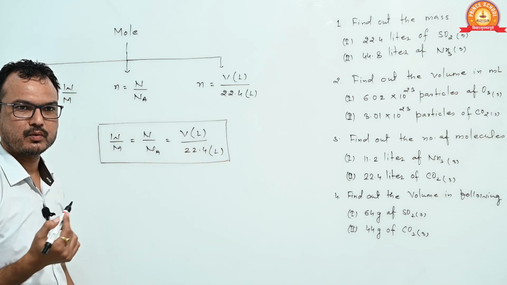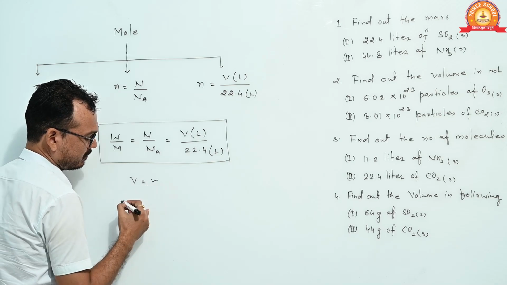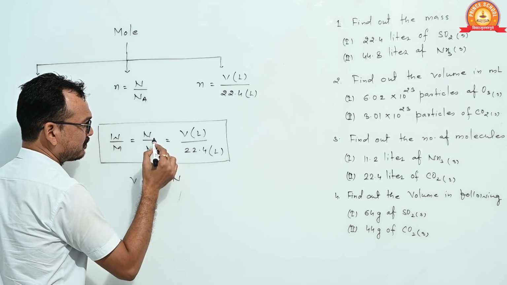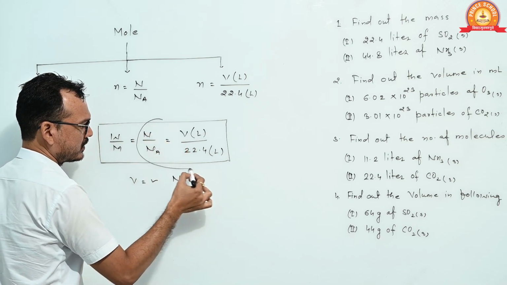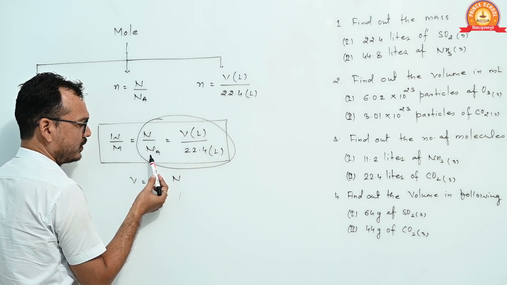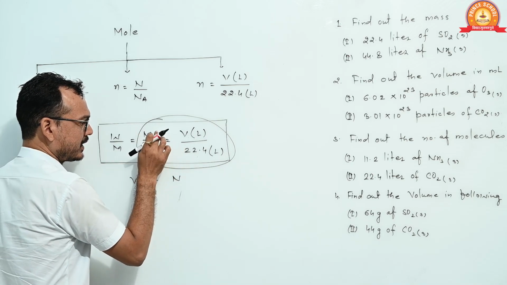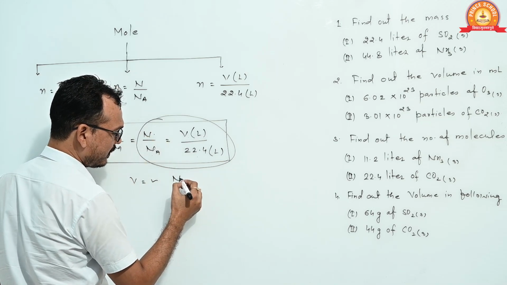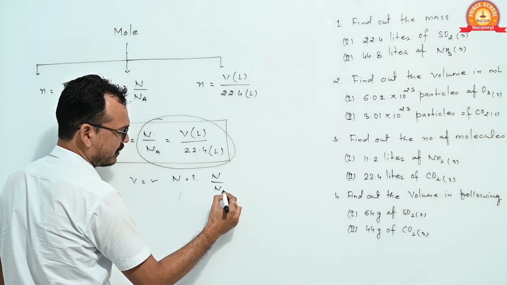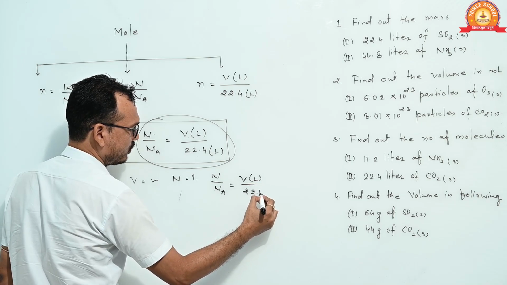And different types of questions arise. Suppose volume is given and the examiner asks about the number of particles, then we include only two formulas. The number of moles is given, we already have this value and we know the Avogadro number, then we easily calculate the number of particles. So we apply N upon Na is equal to volume in liter divided by 22.4 liter.